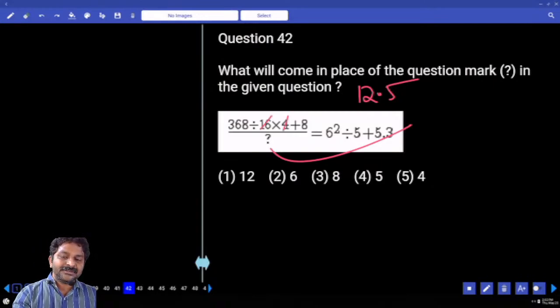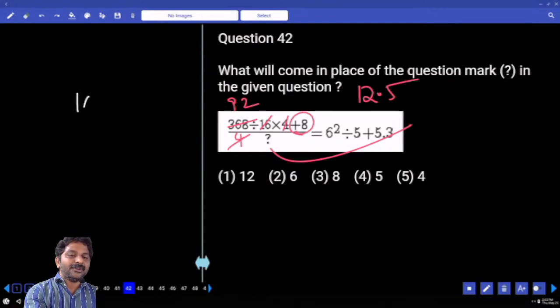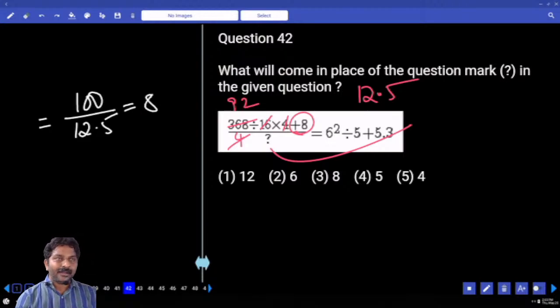4 how many times? That means 368 by 4 only. 4, 92 times plus 8. So the numerator left hand side is 100. The right hand side 12.5 comes to the denominator. 100 by 12.5 is 8.